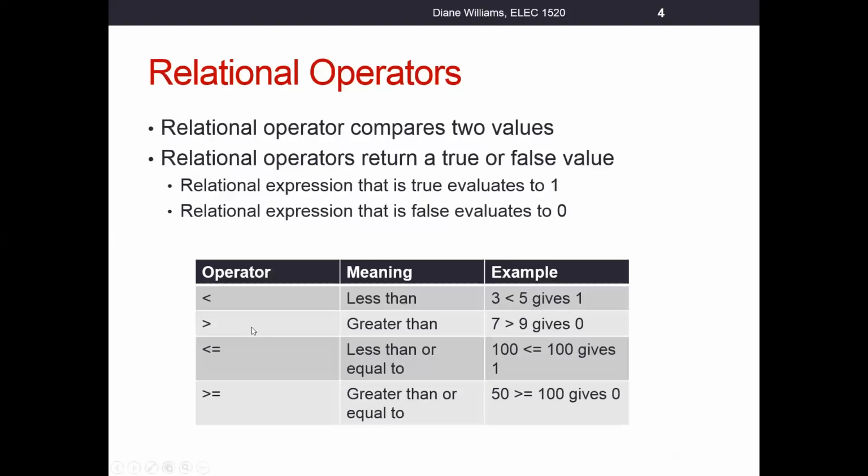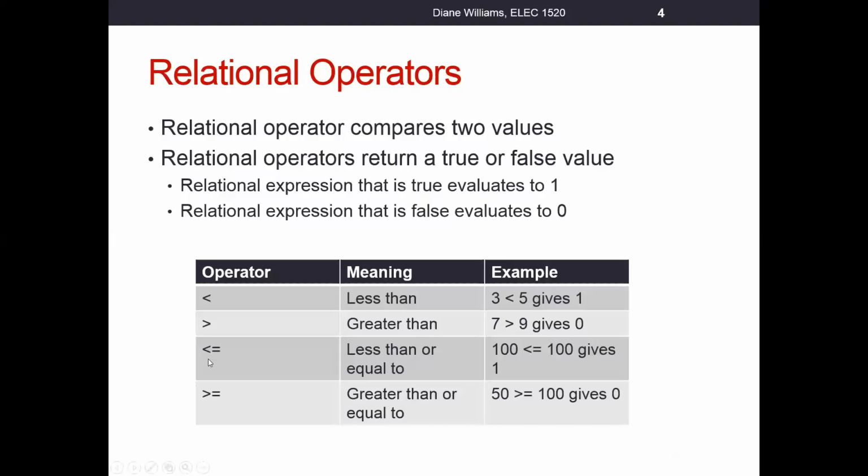The greater than symbol is shown here on the left. That operator, then, if we were to say 7 greater than 9, we know that 7 is not greater than 9. This expression is false. C evaluates that to the number 0, because we want to remember that everything in C programming evaluates to a numerical expression. Here's the operator for less than or equal to.